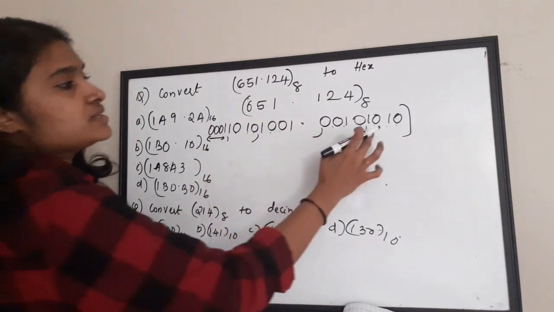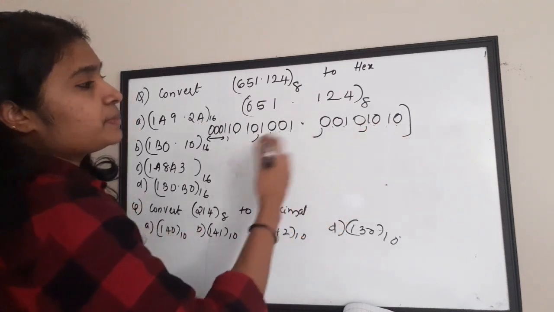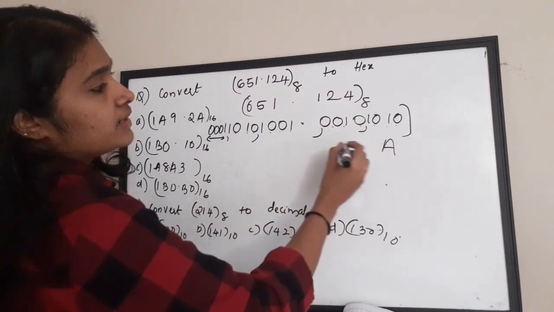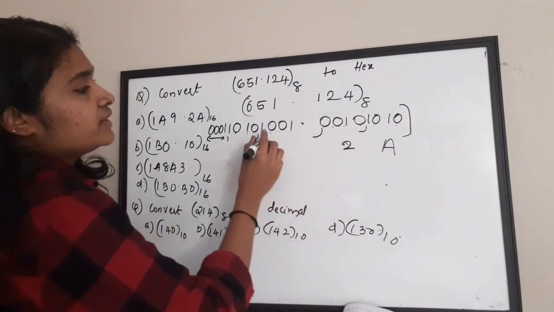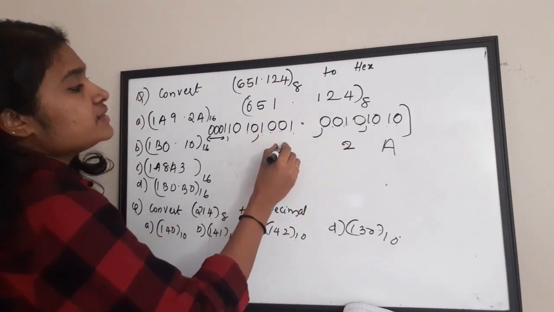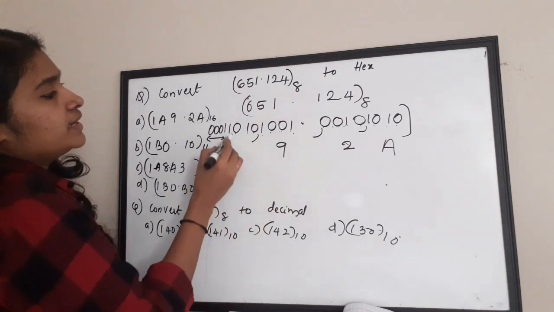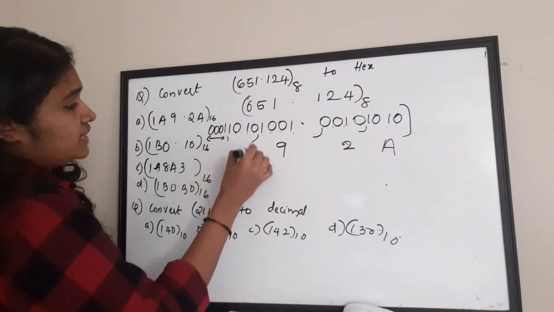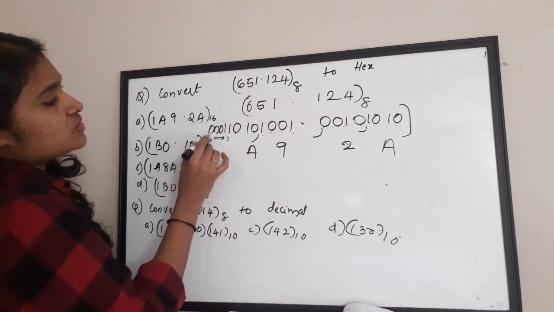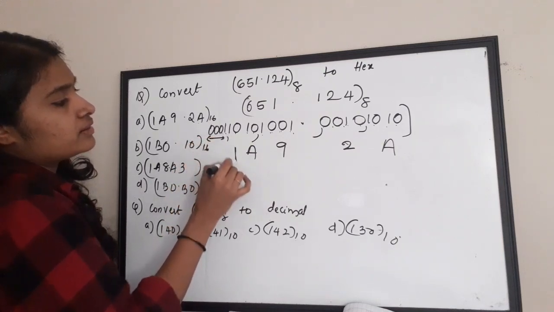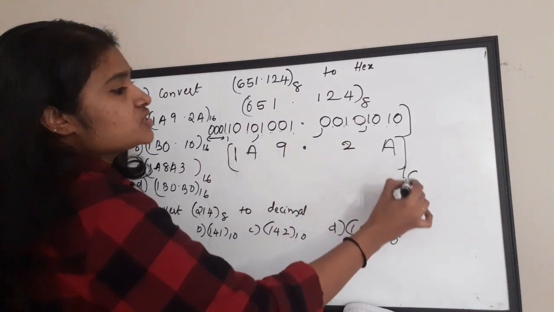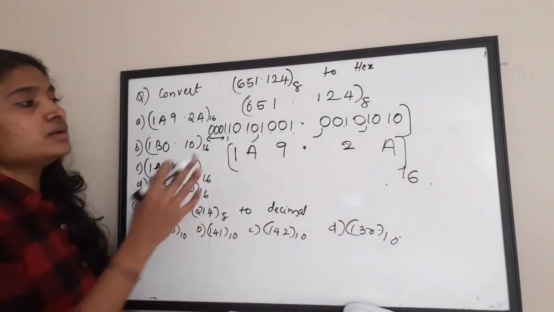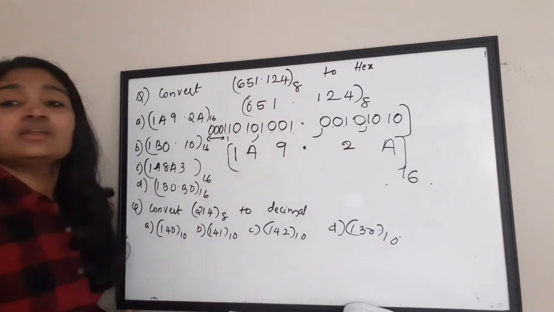Okay, so what is 1, 0, 1, 0? It represents A. Then 0, 0, 1, 0 is 2. Then 1, 0, 0, 1 is 9. Again 1, 0, 1, 0 is A. Then 0, 0, 0, 1 is 1. So this is your hexa number corresponding to this octal number.